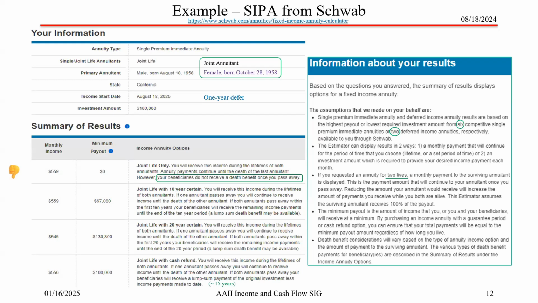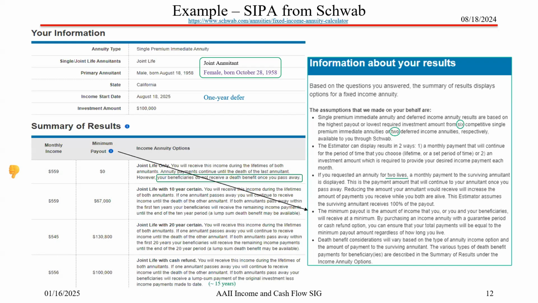If you look at the income annuity options, which is the third column on the left graph, the first one, 559 per month, is joint life only. The second is the same monthly income but a higher minimum payout, and that's joint life with 10 years certain. We talk about period certain. The third is joint life with 20 years certain, and the last one is joint life with cash refund.